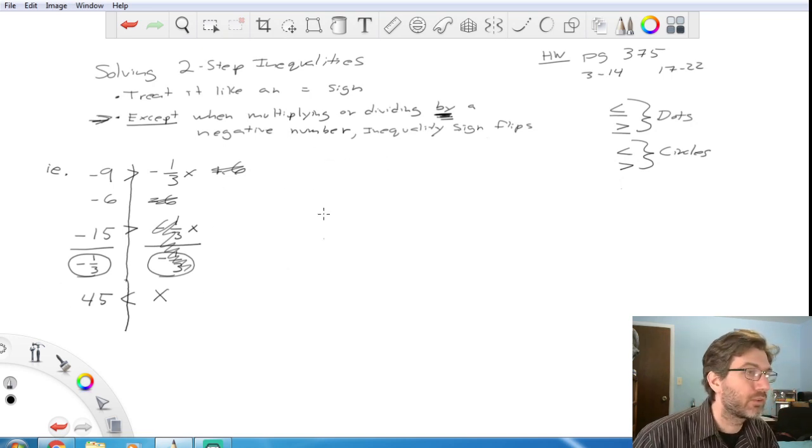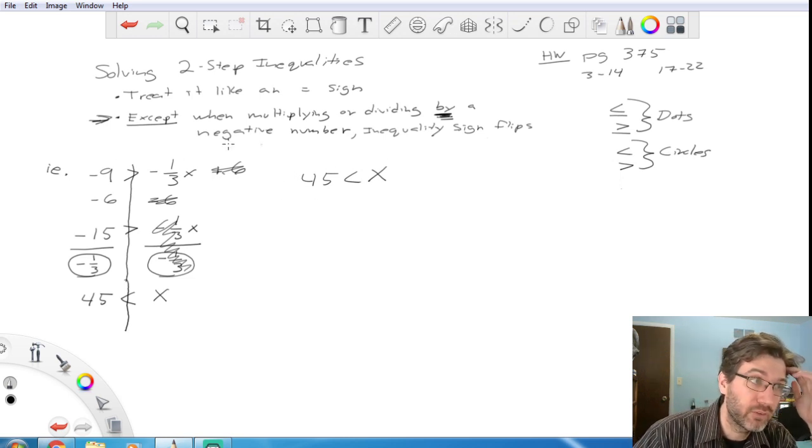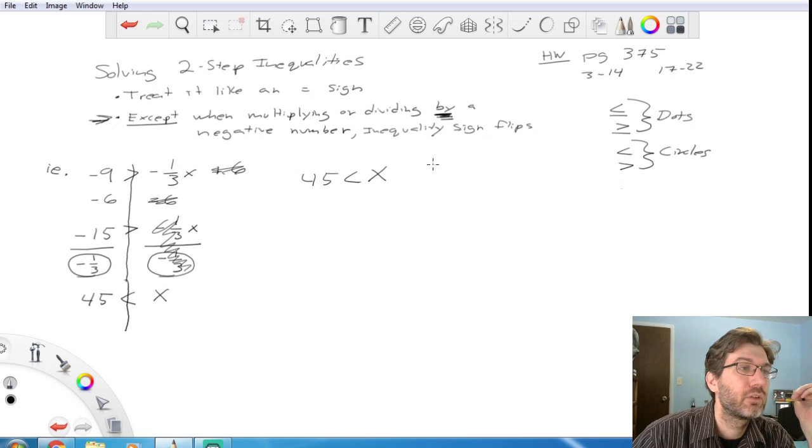Oh yeah, how to write it? You can write it like 45 is less than x. So any number that is larger than 45 will make this statement true. So this is what I want to see, and then I would like you to graph it as well. So on your number line, in this case the number I'm concerned with is 45. One number less than 45 is 44. One number more than 45 is 46.